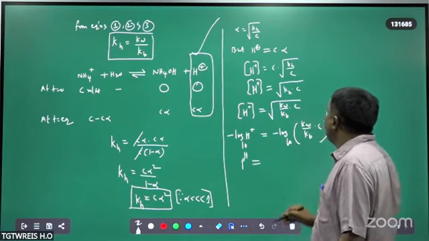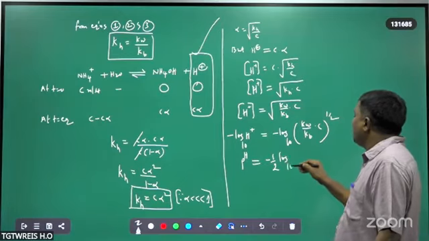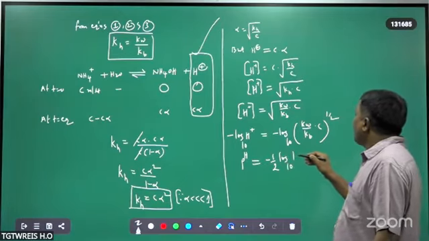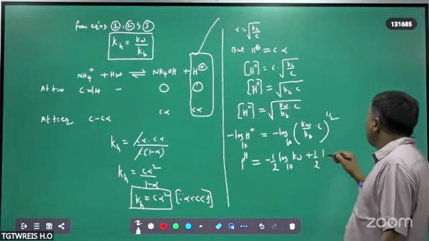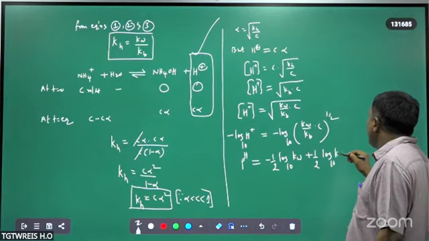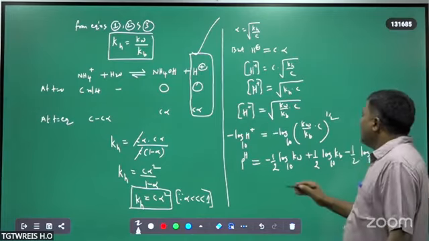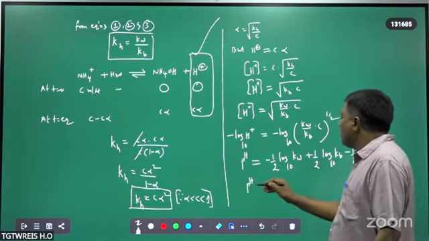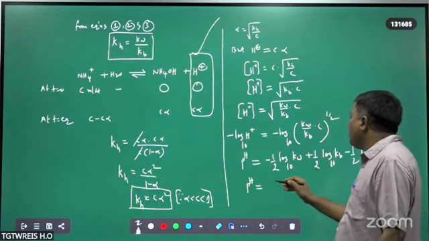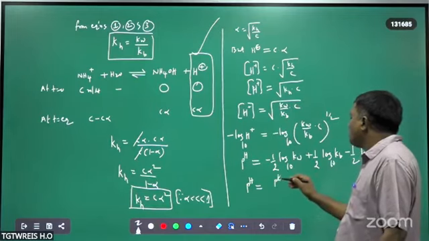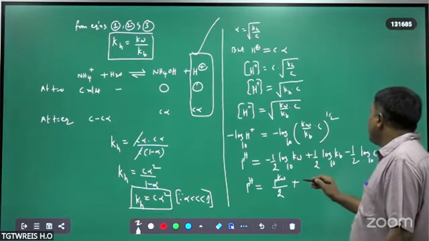So pH is equal to minus 1 by 2 log base 10 Kw, minus into minus plus, therefore plus 1 by 2 log base 10 Kb, minus 1 by 2 log base 10 C. So pH is equal to, the negative log base 10 Kw is pKw by 2, pKw by 2 plus 1 by 2, this is a minus.